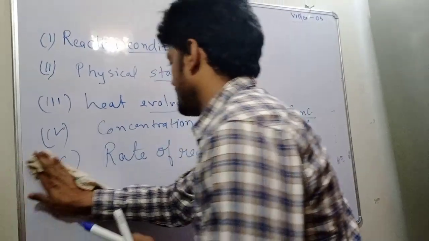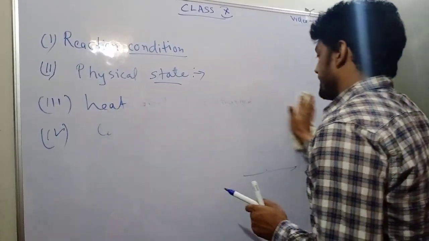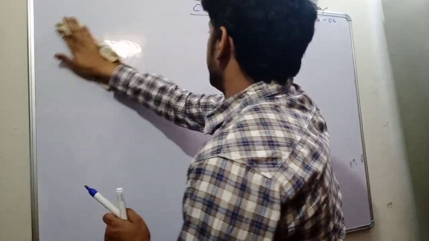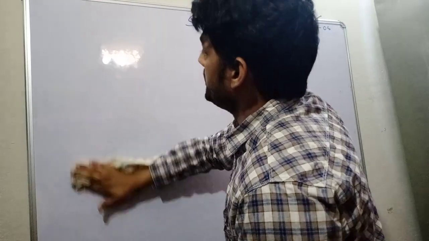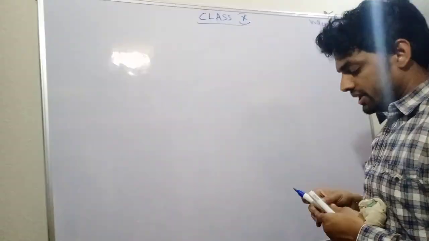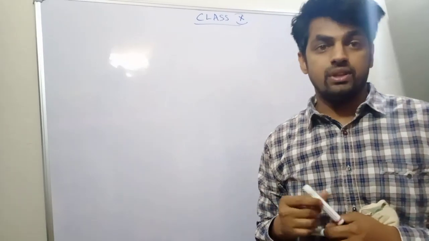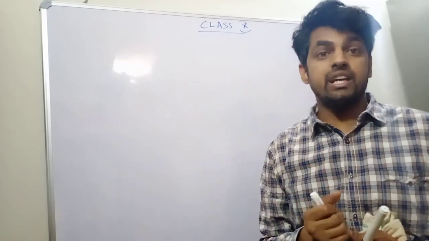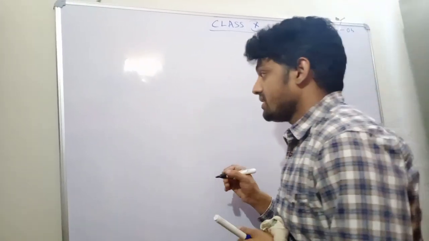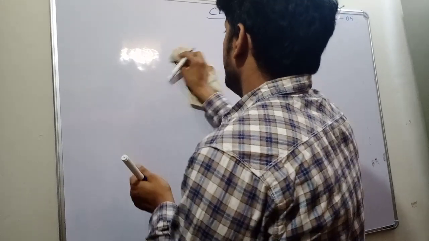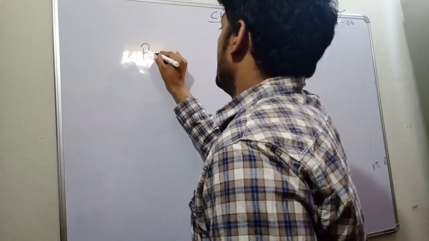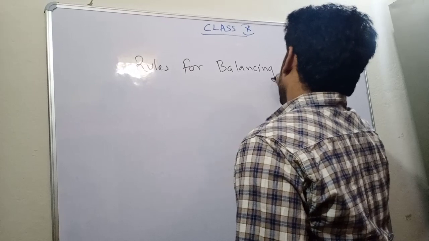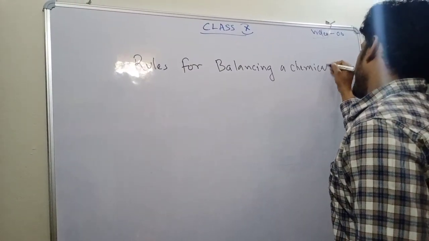Now we will study how to balance a chemical equation. To balance a chemical equation, we follow some rules. That rule is the hit and trial method, also called the inspection method. Why is it balanced? Because of the law of conservation of mass. What is the rule? Rules for balancing a chemical equation.